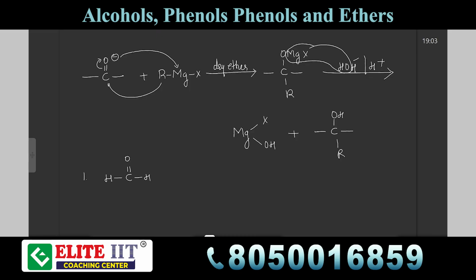Now, the first example is you're going to take formaldehyde. I want everyone to answer this question. Formaldehyde, which we commonly call formaldehyde, IUPAC name methanal. Formaldehyde, you'll make it react with methyl magnesium bromide. Tell me which alcohol you get. Complete the equation. Which alcohol will you get here? Do it. I want the name of the alcohol.